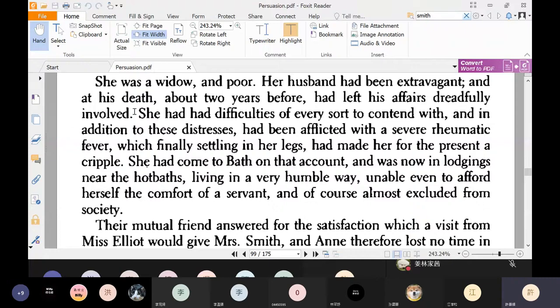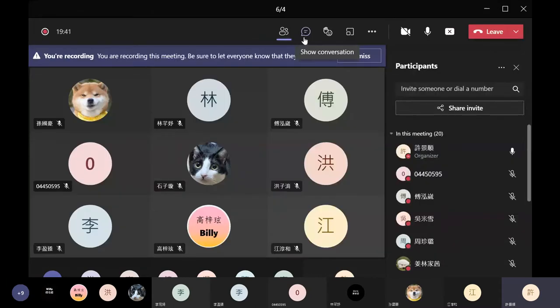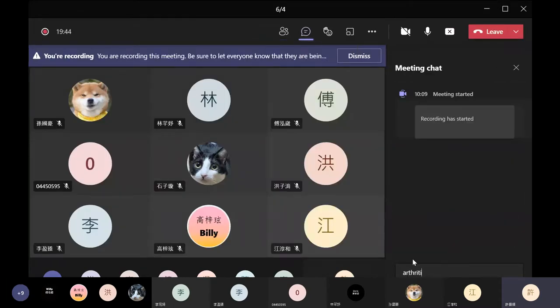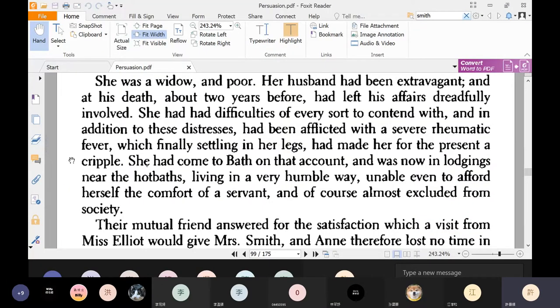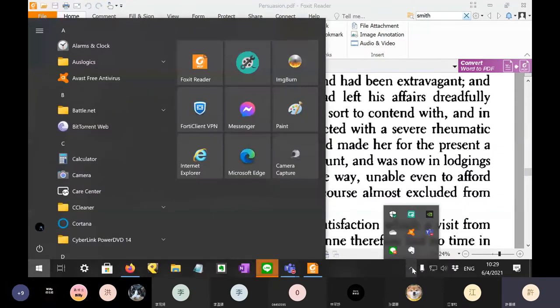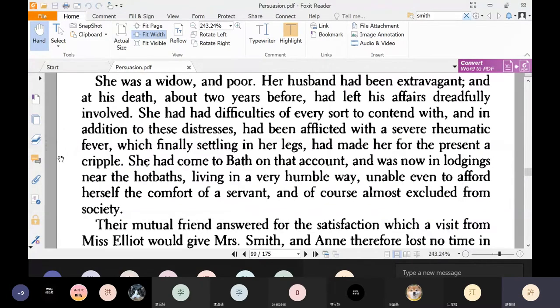She had had difficulties of every sort to contend with, and in addition to these distresses, had been afflicted with a severe rheumatic fever. So rheumatism is the old word for what today we would call arthritis, 机关发炎. And she has a fever which causes rheumatism, which finally settling in her legs had made her for the present a cripple. So because of her arthritis, she can't walk. Let me give you this word. Arthritis. And so that's her illness. By the way, the word cripple, we don't use this word today anymore. Today we use the word disabled.